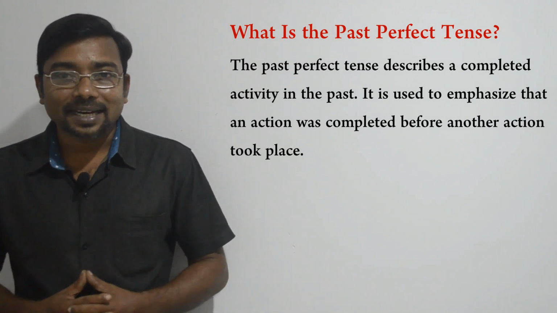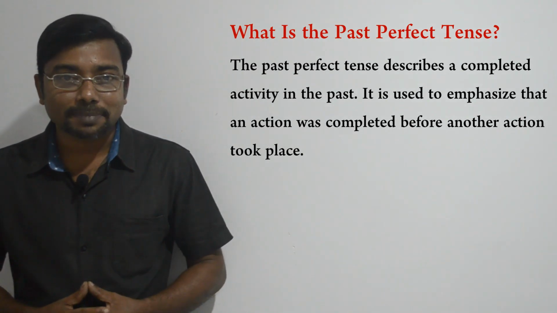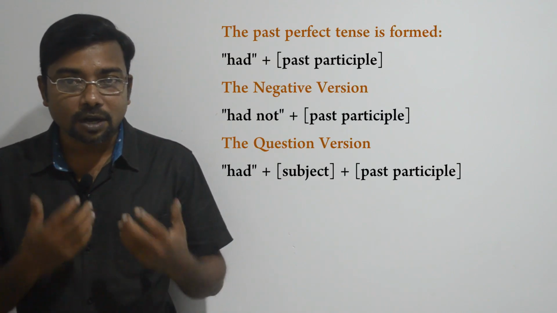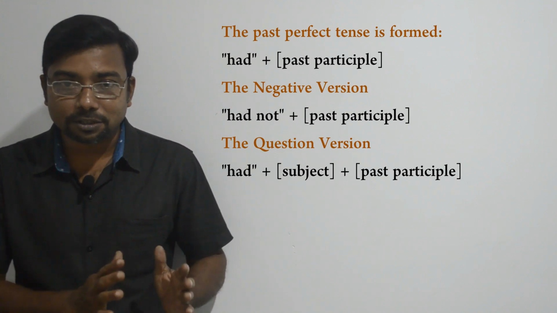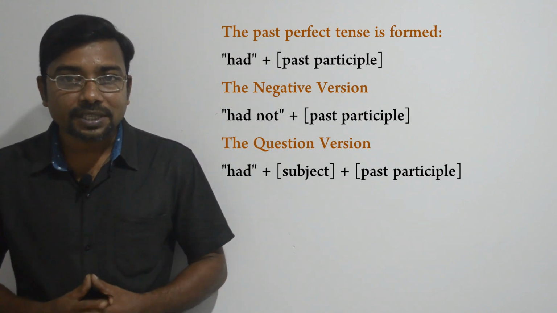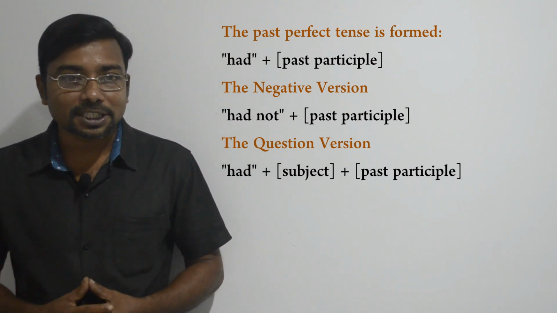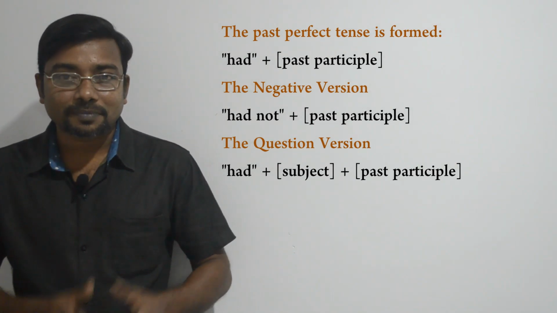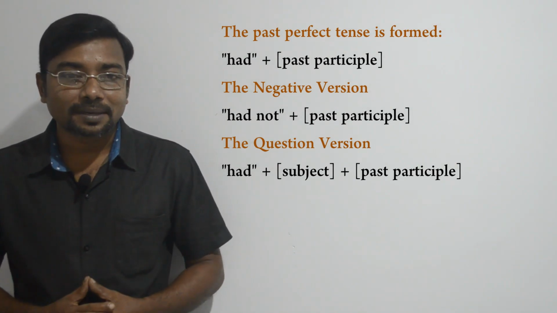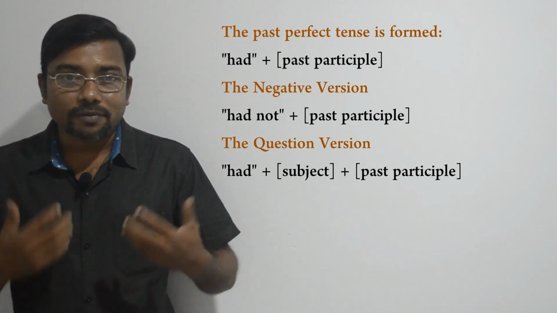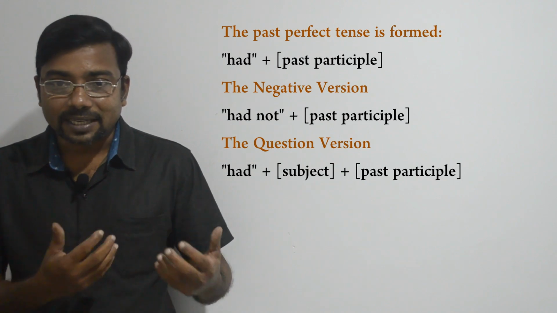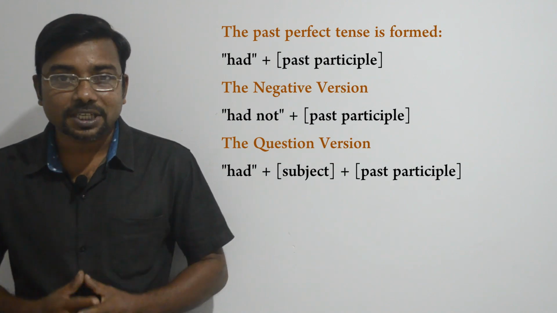Okay everyone, let's talk about the structure of past perfect tense. For positive statements, we use subject plus the auxiliary verb have in its past simple form, had, with the verb's past participle form. Negatives are indicated by not between had and the verb's past participle form. When you are going to make questions, we can invert the subject and the auxiliary verb had.